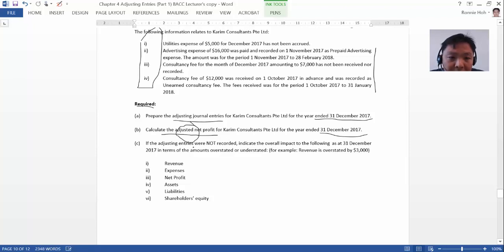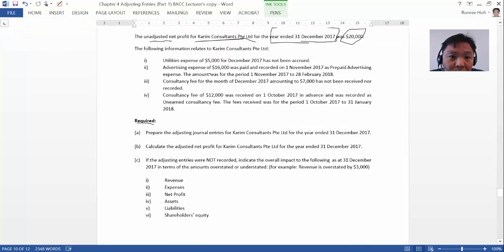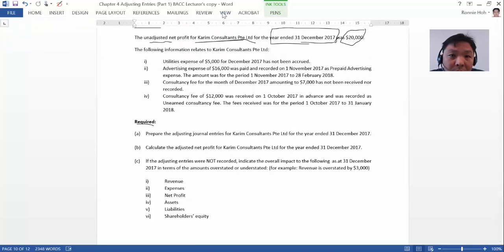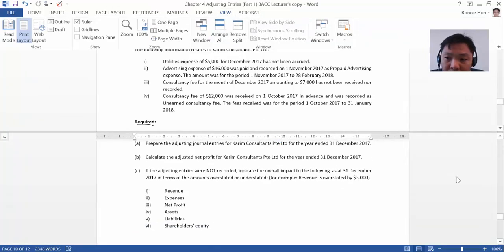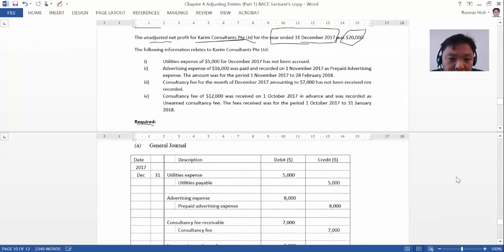And last but not least, in part C, we ask what if these adjustments are not recorded. Let's look at the impact, whether things are overstated or understated by those adjusting entries. Alright, so with that introduction, shall we begin then? Let me erase some of these markings. Okay, let's begin with the very first one. Let me split the screen so that I can easily scroll to the journal entries.